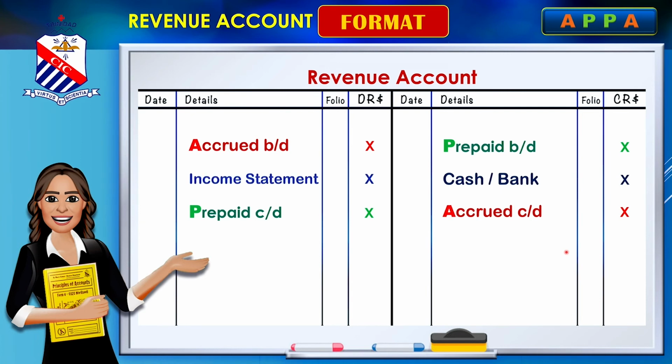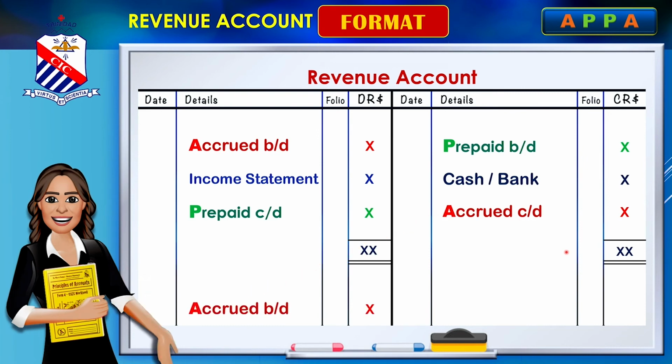And then we have our last figure, which is any revenue earned, and it will go on the debit side to be transferred to your income statement at the end of the period to calculate your profit. Then you total, and your totals have to be equal. The last thing you can do is bring down your figures to the next period. Always remember, if your carry down is on one side, it's brought down on the opposite side.